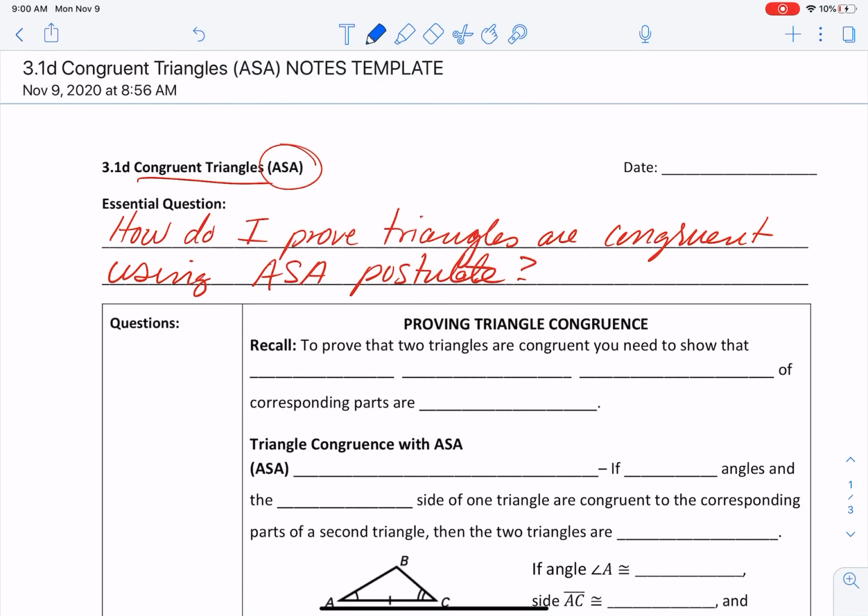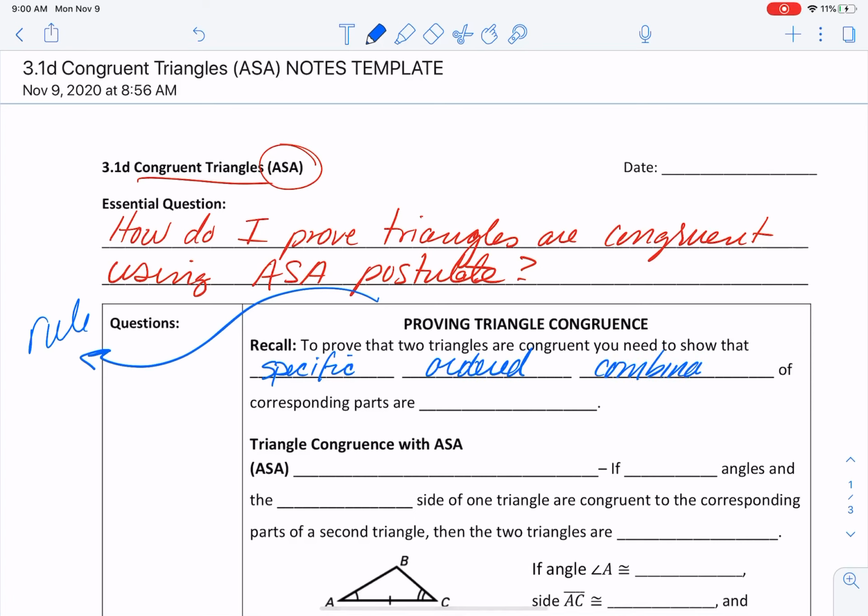Recall that a postulate is just a rule or a law that we use. So to prove that two triangles are congruent, you need to show that specific ordered combinations of corresponding parts are congruent.